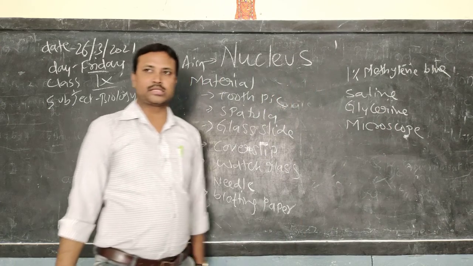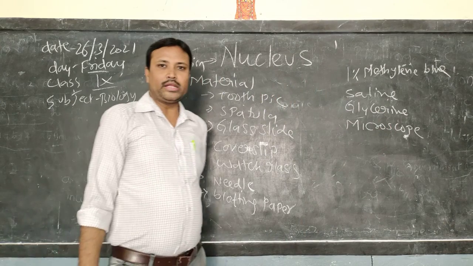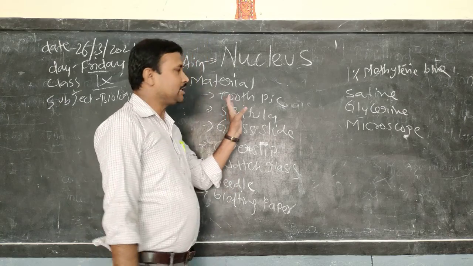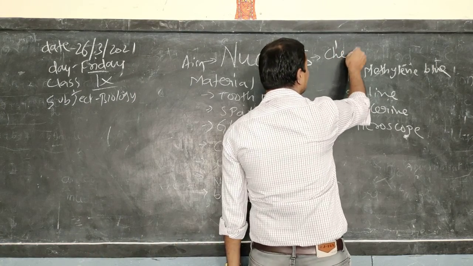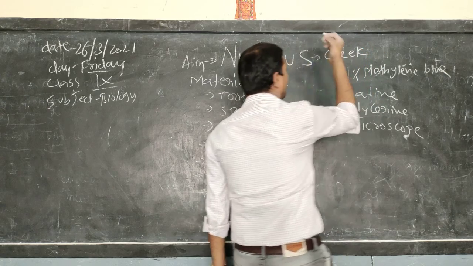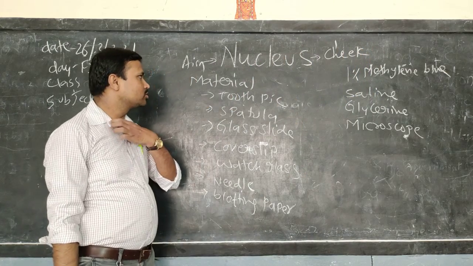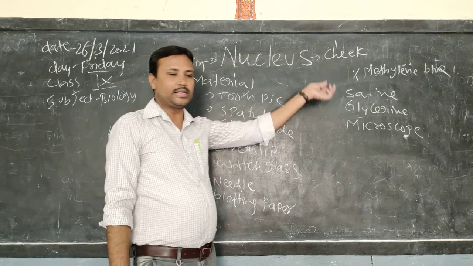The microscope. Now listen, these are all the things we require. Why are all these things required? To see the nucleus in the cheek cell, to observe the nucleus in the cheek cell, to study the nucleus present in the cheek cell.